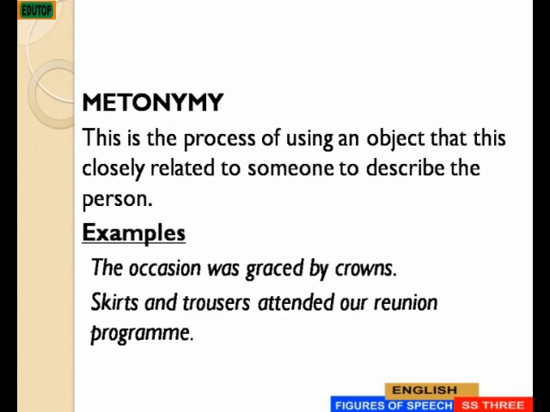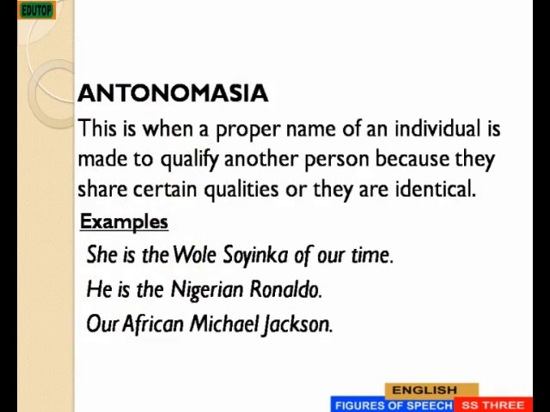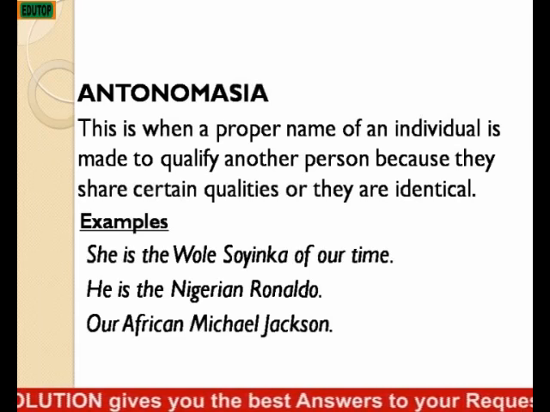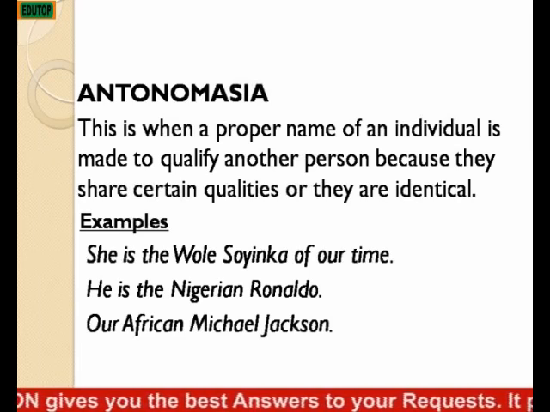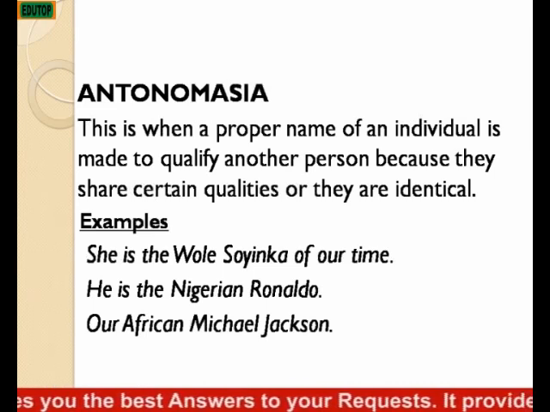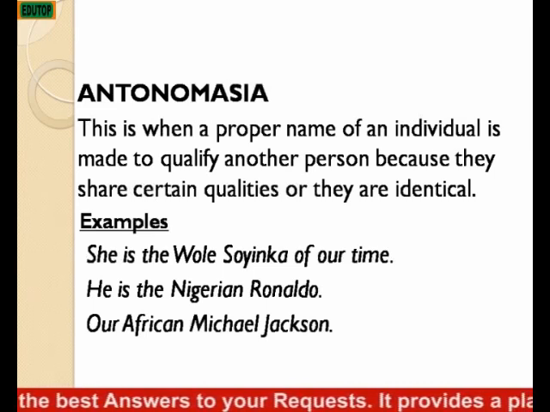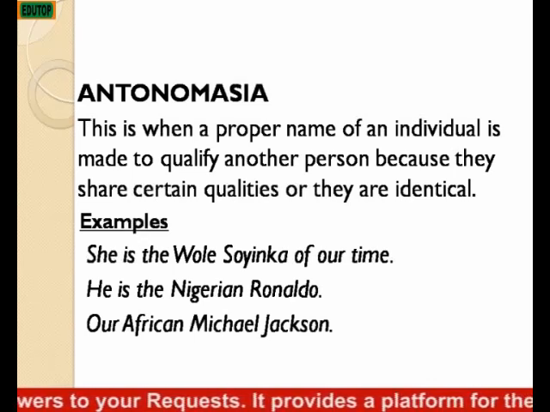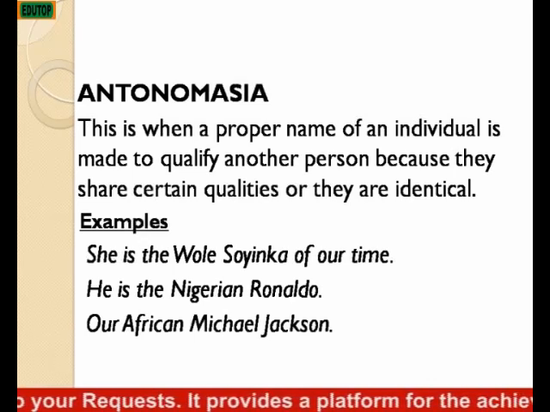Antonomasia is when a proper name of an individual is made to qualify another person because they share certain qualities or they are identical. So when somebody's proper name is used for somebody else because the person possesses the qualities of the other, then we refer to it as an antonomasia. Examples: she is the Wole Soyinka of her time.